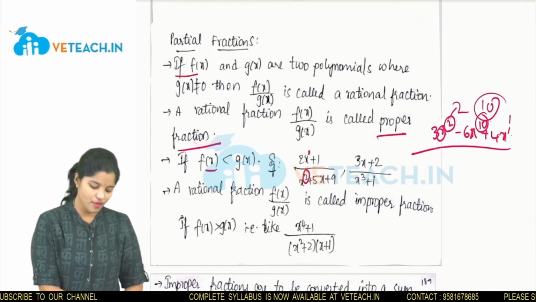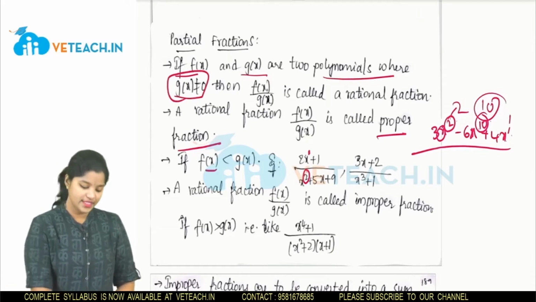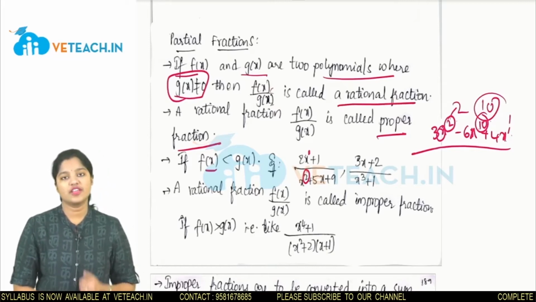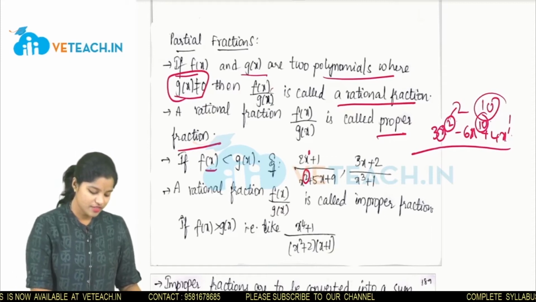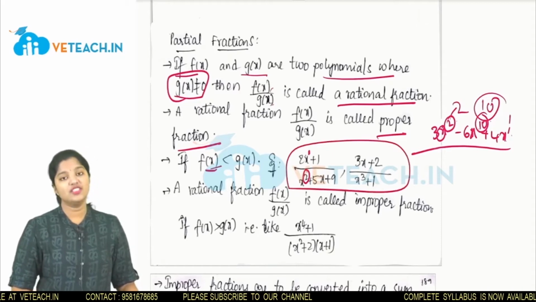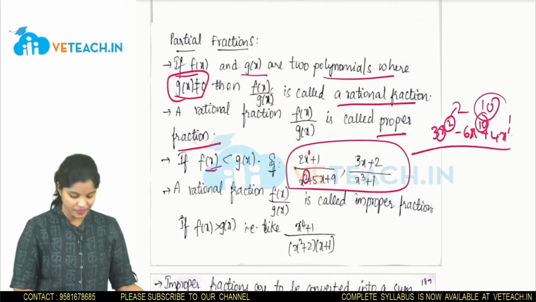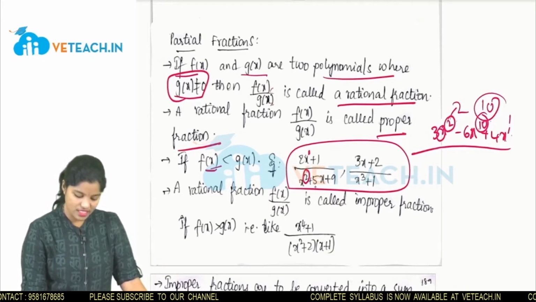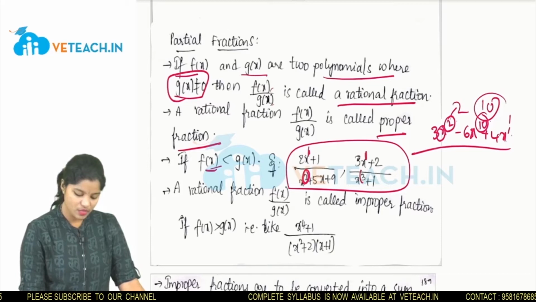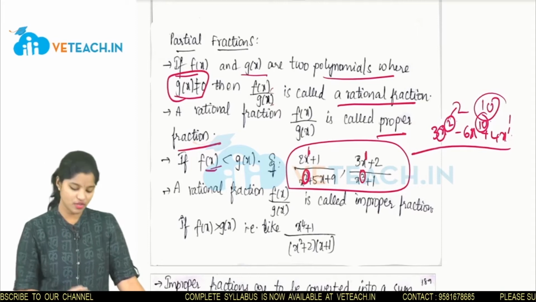Now let us see, if f of x and g of x are two polynomials where g of x should not be equal to 0, then f of x by g of x is called a rational fraction. The rational fraction f of x by g of x is called a proper fraction if the degree of f of x is less than the degree of g of x, then partial fraction is possible. Otherwise, we will see another method to solve it. 2x plus 1 by x square plus 5x plus 1. Here 1, here 2. Yes, it is a proper fraction. Here the power of x is 1, here it is 3. So it is also less than, the power of f of x is less than that of g of x. So it is also true.